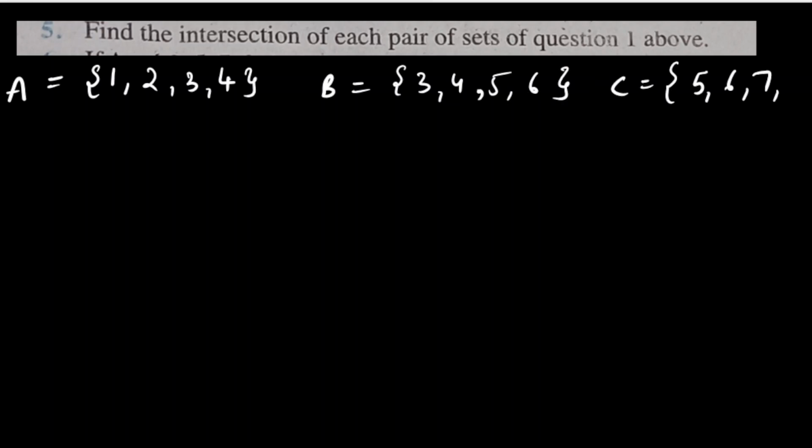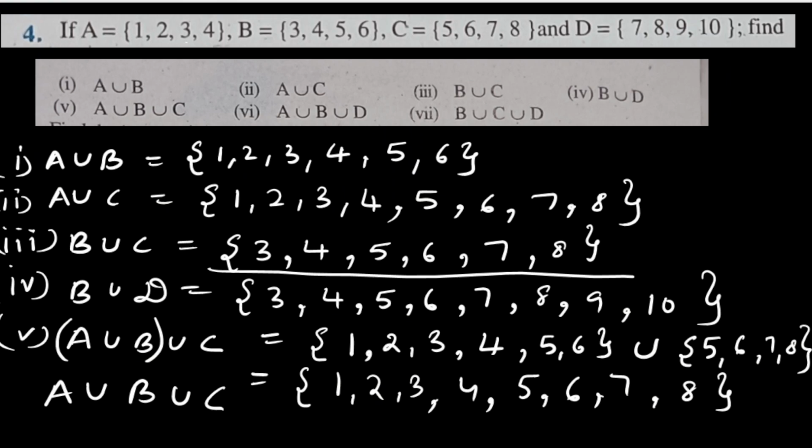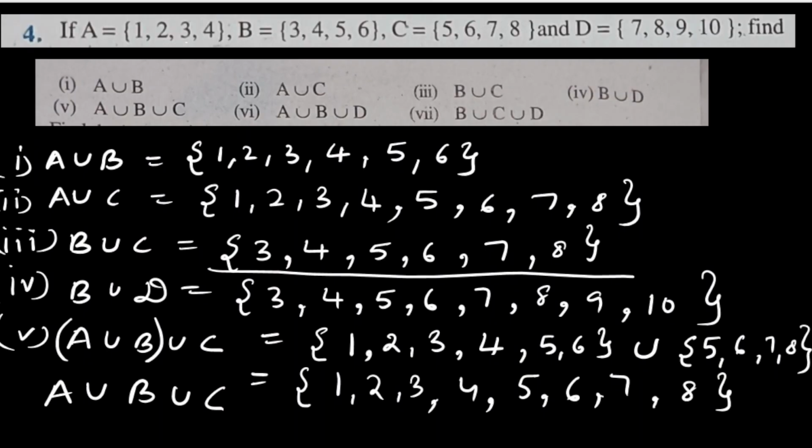So set A is 1, 2, 3, 4. Set B is 3, 4, 5, 6. C is 5, 6, 7, 8. And D is 7, 8, 9, 10. So the first one we have to find is A intersection B.